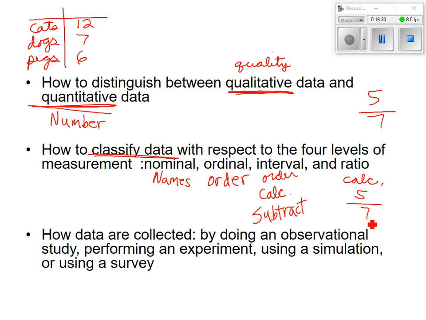As we're going through, since this is a math class, which of those 4 levels do you think we're going to deal with the most? Ratio, because we can actually do more math with it. All right, so we're gonna be more on this end of those measures because we want to do the math.